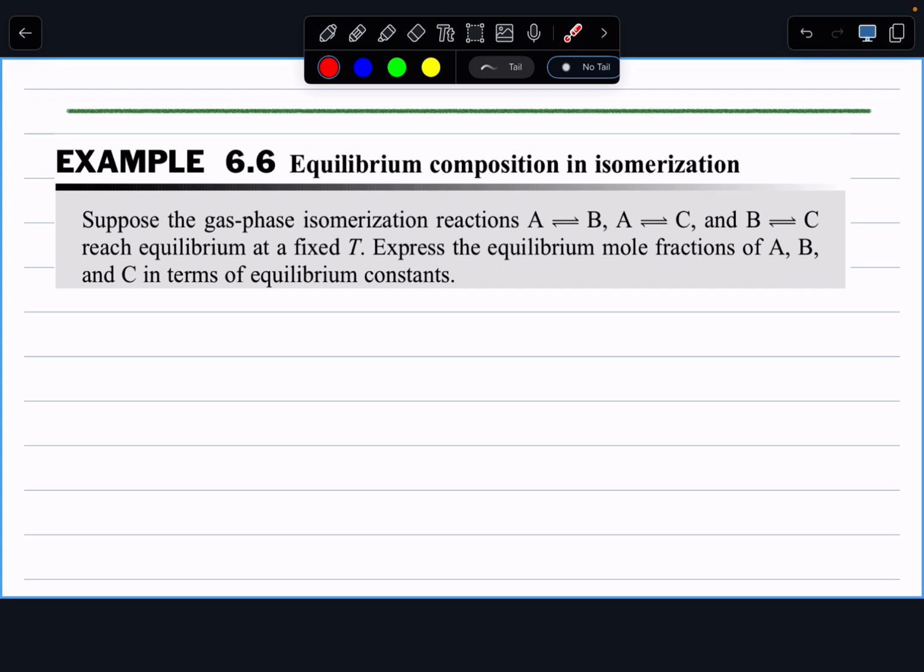Should be 1. Right. So what do we have, right? So now if we take chi A out, 1 plus K_AB plus K_AC, to be 1, we have what we want, right? We want to express mole fraction A as a function of 1 plus K_AB plus K_AC.